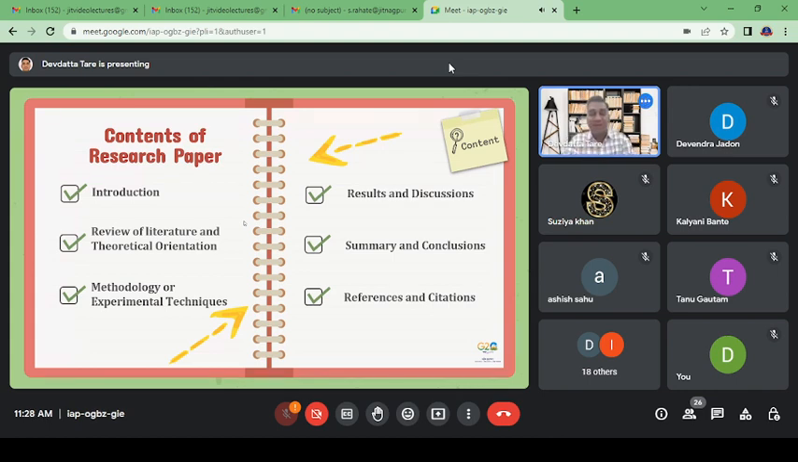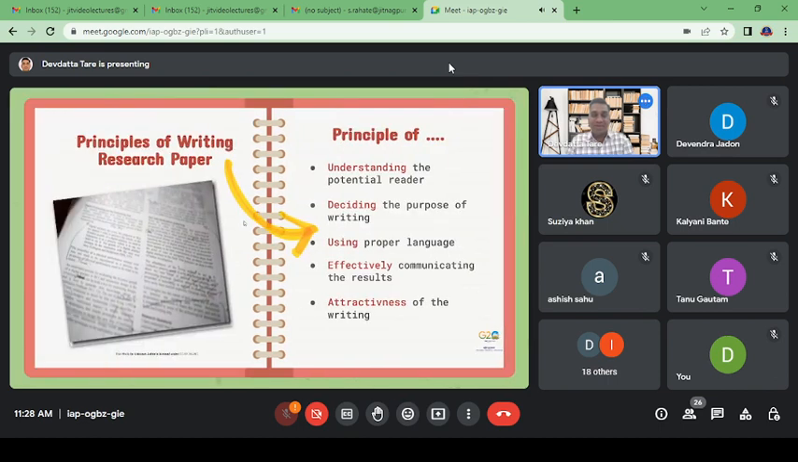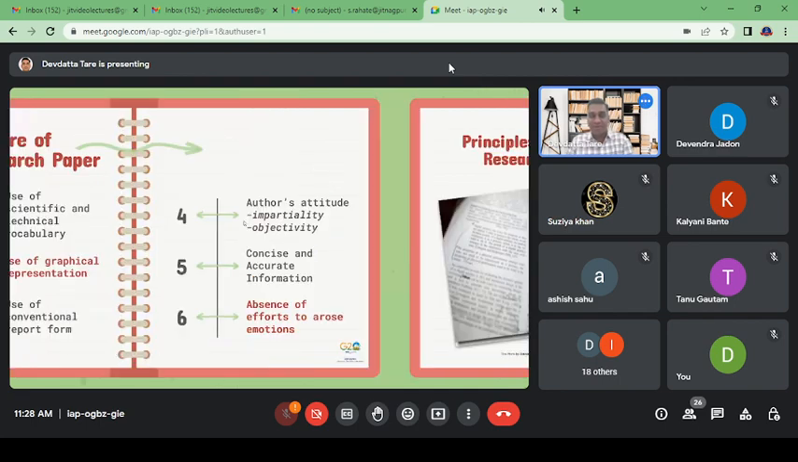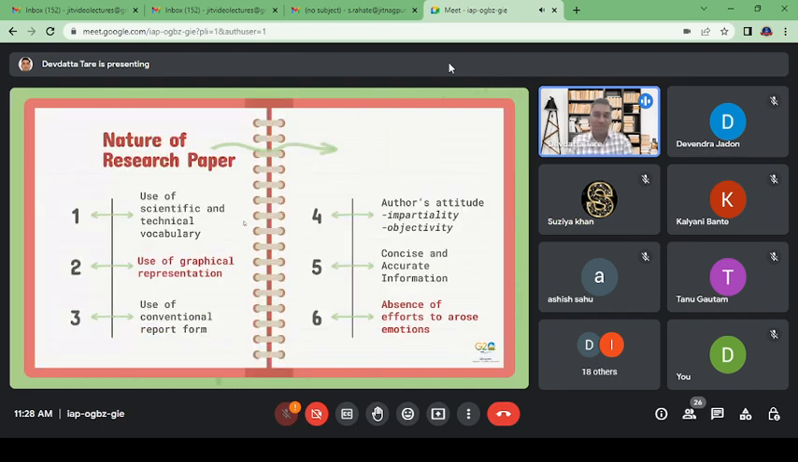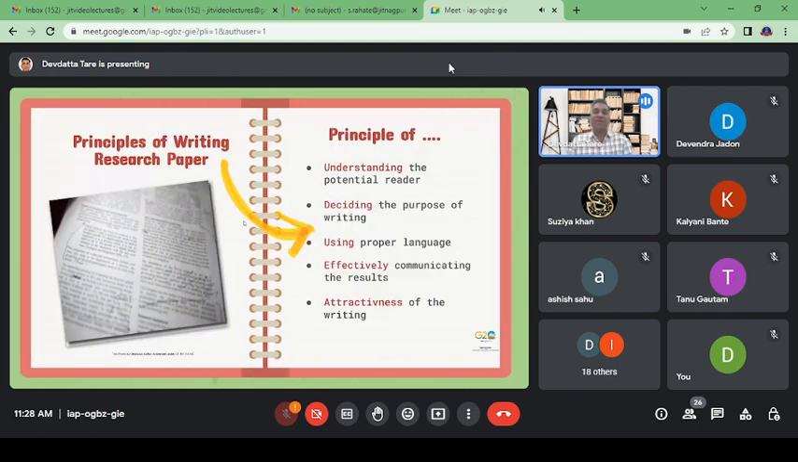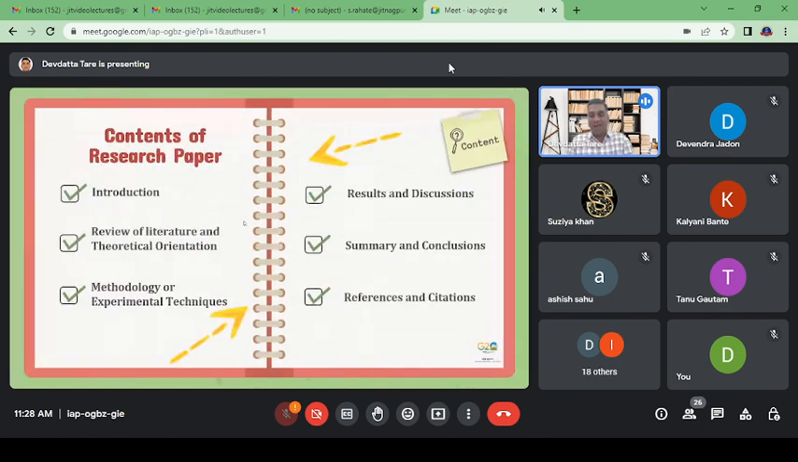So what are the contents of a research paper? A research paper, I told you so many things, that research paper should be written in such and such way, then research paper should have these types of features, but exactly what all contents we should use in a research paper, or what is the chronology which we should follow in writing a research paper.